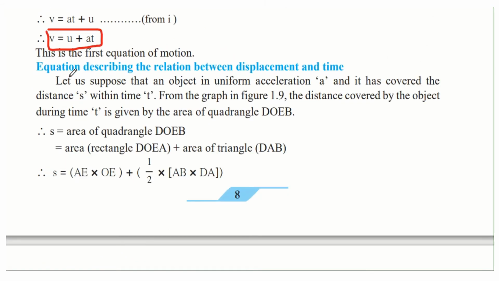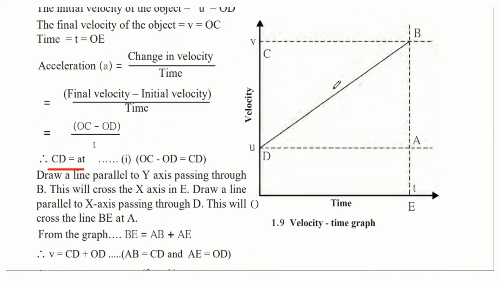Now let's see the equation describing the relation between displacement and time. If you remember, this was the second equation, that is s is equal to ut plus half at square, where s was the displacement and t was the time. Let us suppose that an object in uniform acceleration a has covered the distance s within time t. From the graph, the distance covered by the object during time t is given by the area of quadrangle DOEB. So let's see how to derive this equation from this graph.